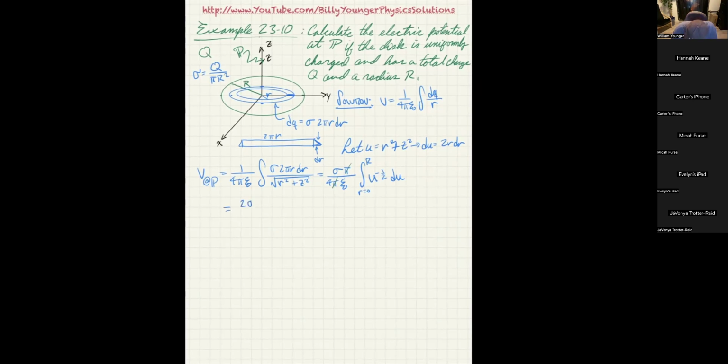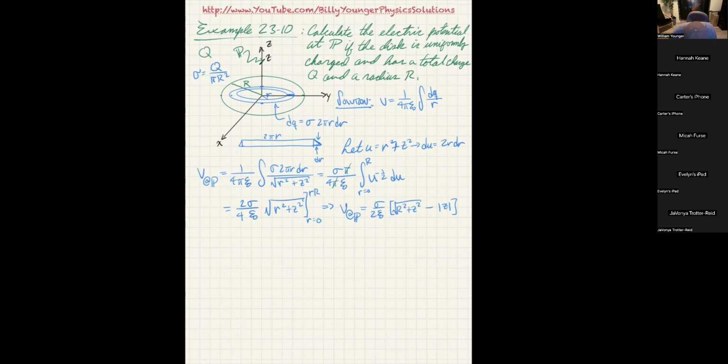So it's going to become 2 sigma over 4 epsilon naught times the square root of r squared plus z squared, evaluated from r equals 0 to r equals big R, which gives me V at P equals sigma over 2 epsilon naught times the square root of R squared plus z squared minus the absolute value of z, because it's the positive square root and we're letting r go to 0. And that is exactly the electric potential that we were shooting for.